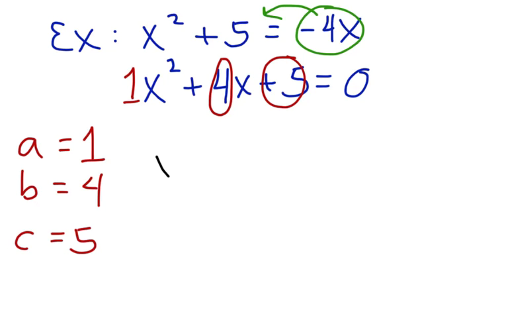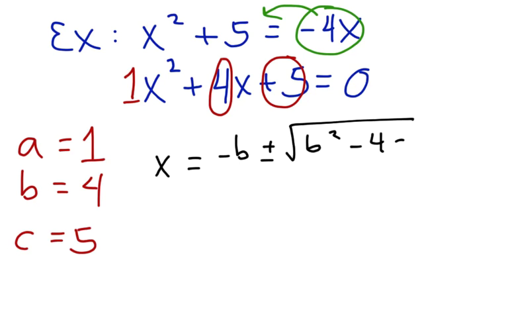Jotting down the quadratic formula, again the more you write it, the more comfortable you get with it. Negative b plus or minus the square root of b squared minus 4ac all over 2a. There it is in general. Let's go ahead and start plugging in our a, b, c values.